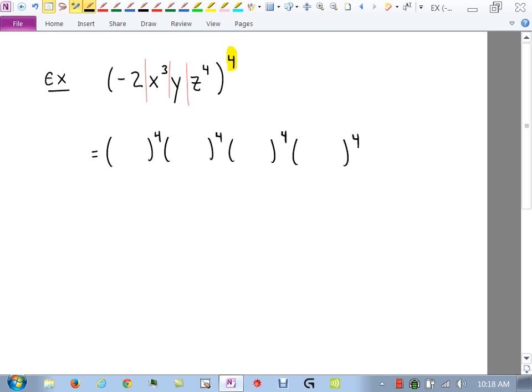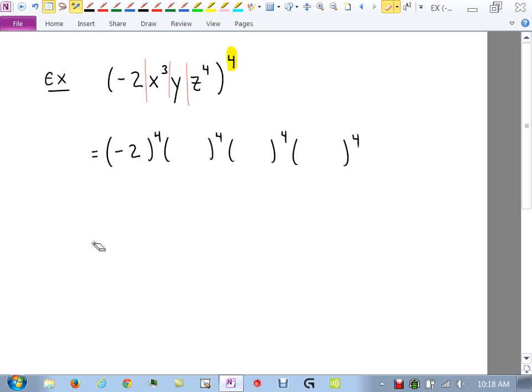Now, I put parentheses there because I love parentheses. No, because the parentheses are important. The 4 gets applied to everything that's there. So what goes into this first parentheses here? -2. Do you see why it's so critical I put parentheses around that? If I had not, wouldn't I be doing this instead? Wouldn't you have done that instead? And that is different than that, isn't it? Those are 2 different answers. So do not do that.